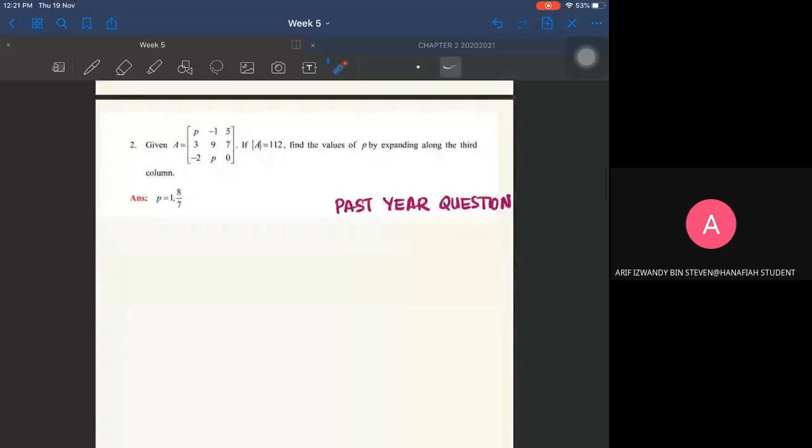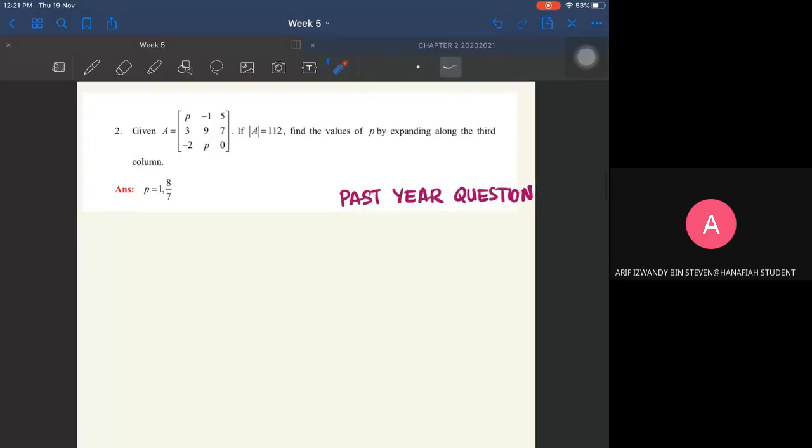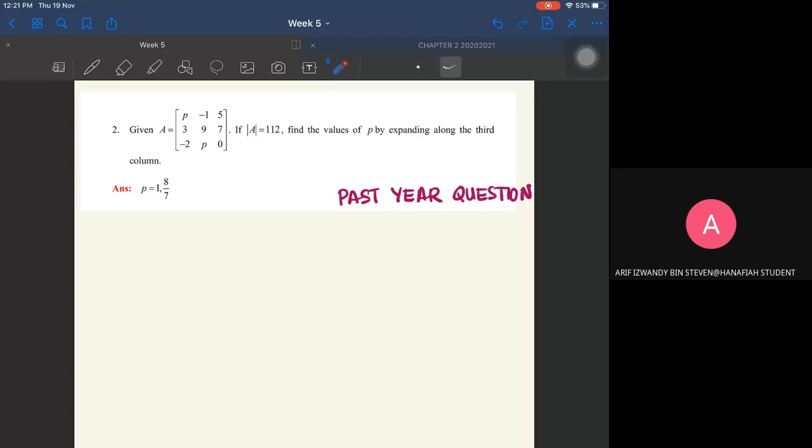Okay, this one. Yang ni adalah soalan pasio. You are given a matrix A and given to you the determinant of this matrix is equals to 112. You are asked to find the value of P by expanding along the third column. So sekarang ni dia minta awak cari nilai P, bukan cari determinant. Determinant diberi, so you are doing the reverse process.